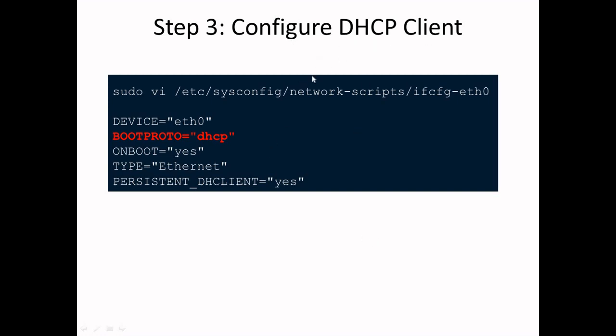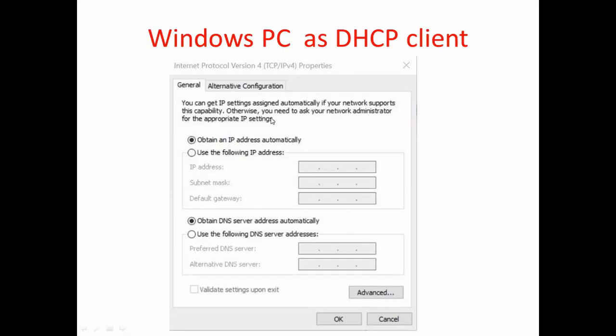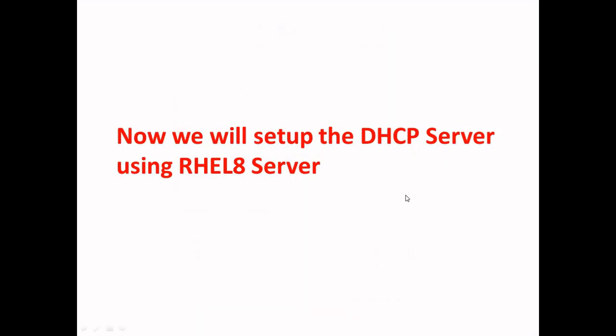Now the server configuration is over. On the client side, in this file we have to set BOOTPROTO equal to DHCP. By default, it will be auto, or none, so you have to change it to DHCP. That's all. Now on the Windows machine, you have to select obtain IP address automatically and obtain DNS automatically, so that it starts fetching the IP address from the server.